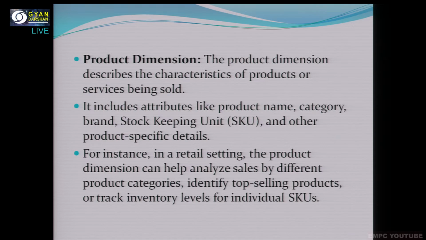The second dimension we can talk about is the product dimension. The product dimension describes the characteristics of the products or services being sold. It may include the product name, category, brand, stock keeping unit. By category, we can analyze and find insights. Or by stock keeping unit, through this particular dimension, you can once again find insights. Or even by the brand, we can run queries against that dimension and get insights from it.